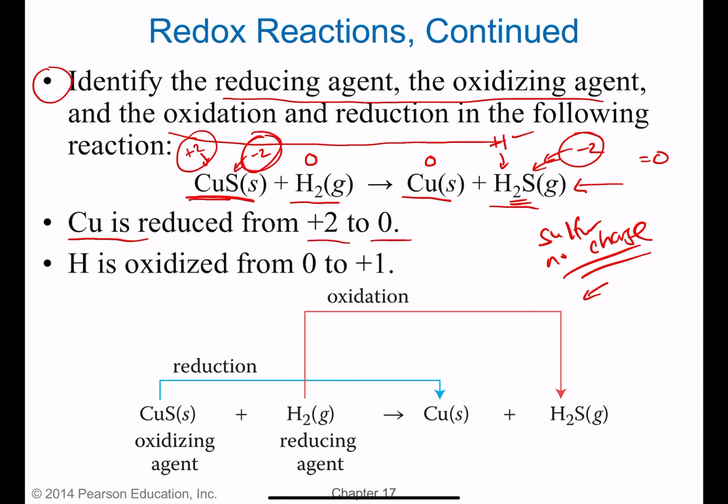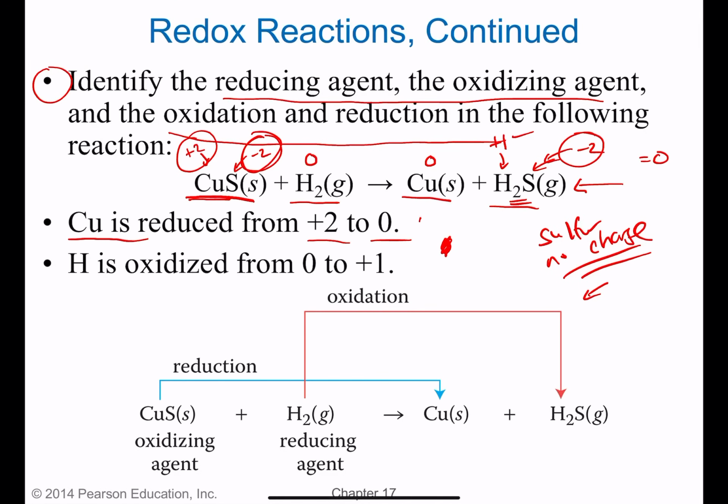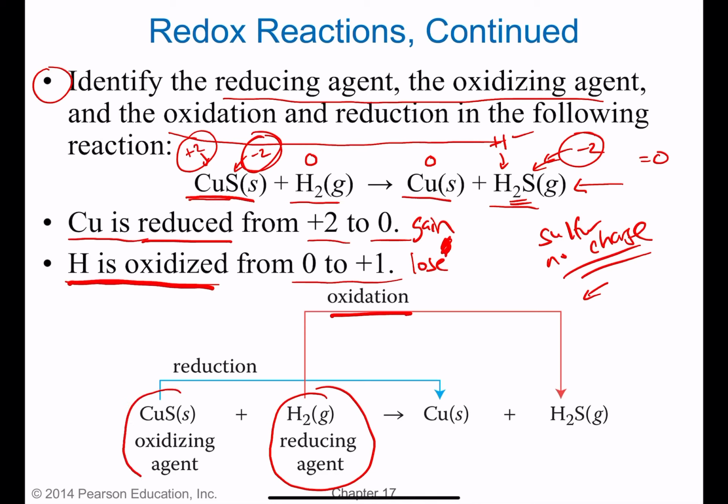So +2 to 0, that means it must have gained electrons to do that because, again, electrons are negative. The hydrogen went from 0 to +1, so it had to lose electrons to make that change. So that means the hydrogen was being oxidized and the copper was being reduced. So we'd say that the hydrogen gas is the reducing agent and this substance was the oxidizing agent. Now there's one difference between oxidation and oxidizing agent.